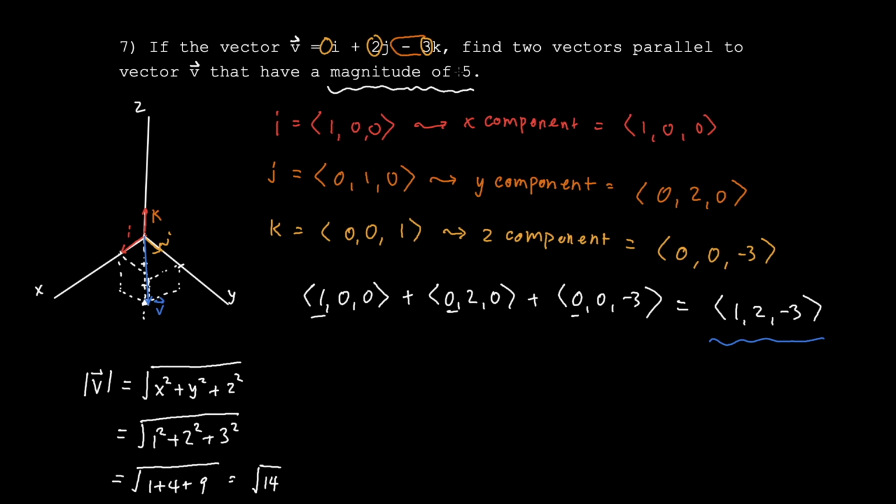Remember that vectors that are parallel to vector v are scalar multiples of it. So if we can, for example, find the unit vector, remember that the unit vector is just the vector v over the magnitude of it. That is equal to 1 over the square root of 14 multiplied to the vector 1, 2, negative 3. So this would be our original vector, and since we're multiplying it by a scalar of 1 over the square root of 14, the unit vector is parallel to the original vector, vector v.